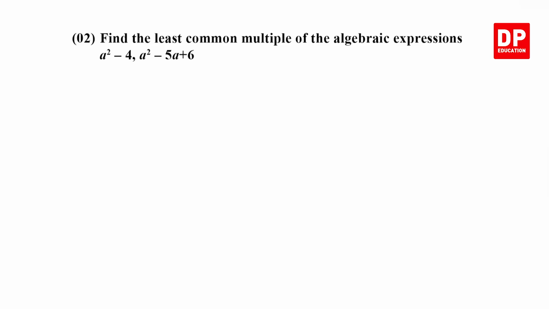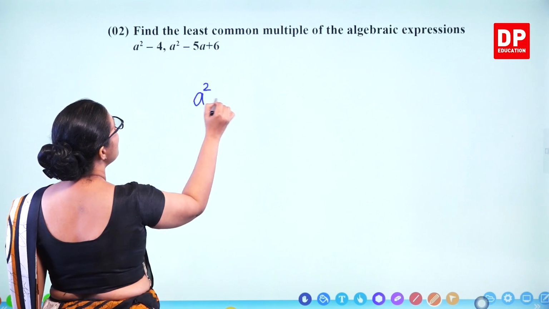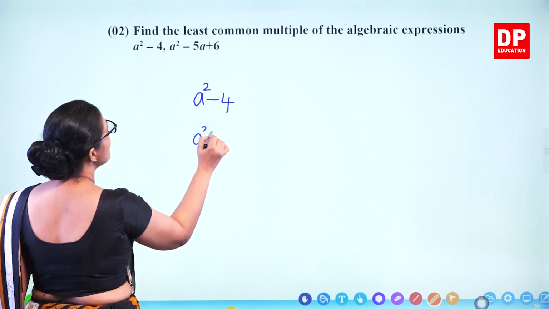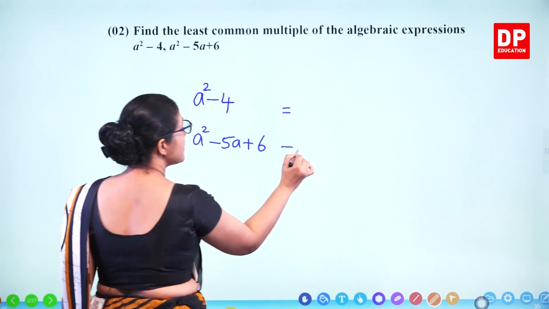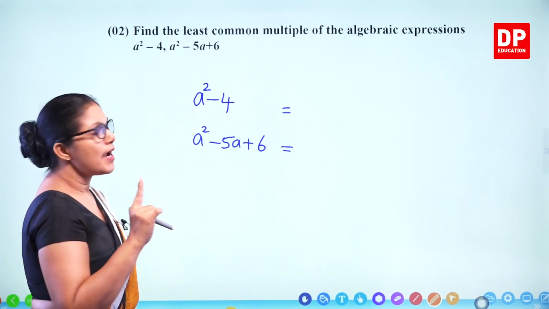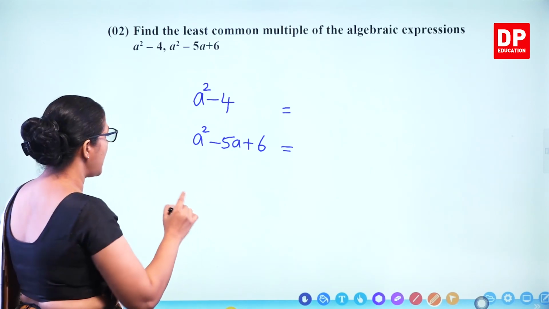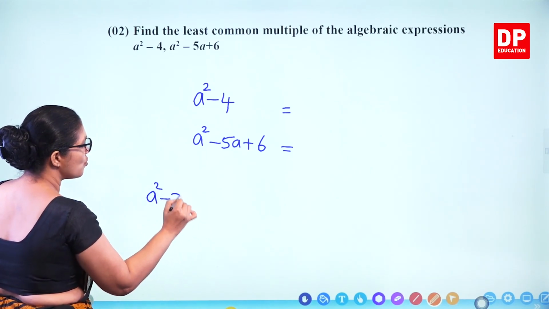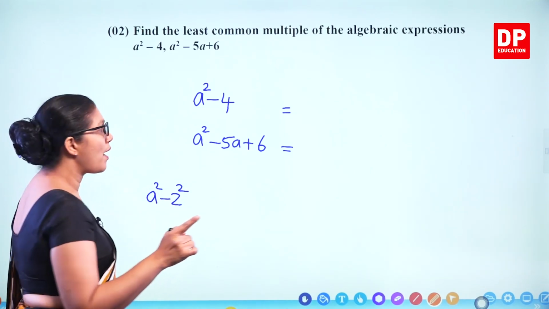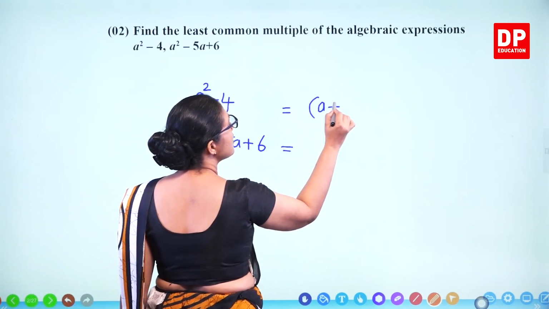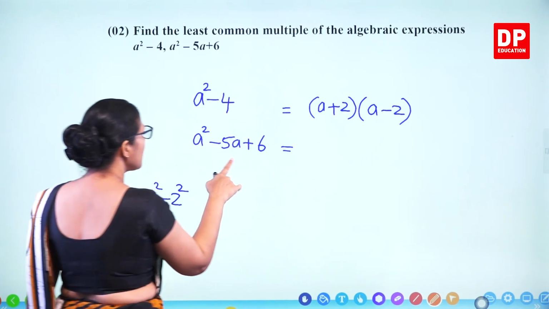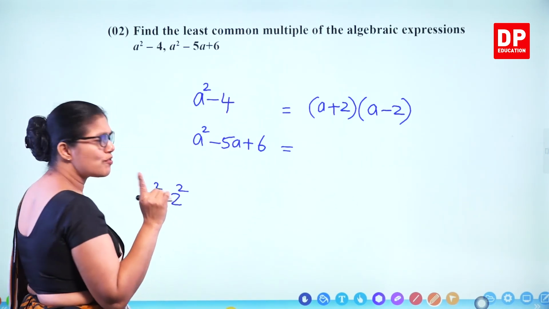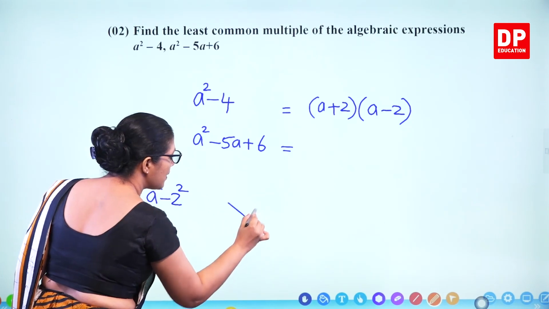Question number 2. Find the least common multiple of the algebraic expressions a squared minus 4 and a squared minus 5a plus 6. So you need to factorize. A squared minus 4 you can write as a squared minus 2 squared, difference between 2 squared terms. The factors are a plus 2 and a minus 2. Then this one, how do you factorize? We'll use the short method, the cross method.